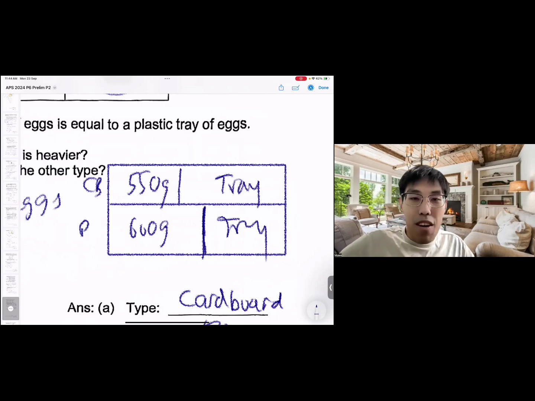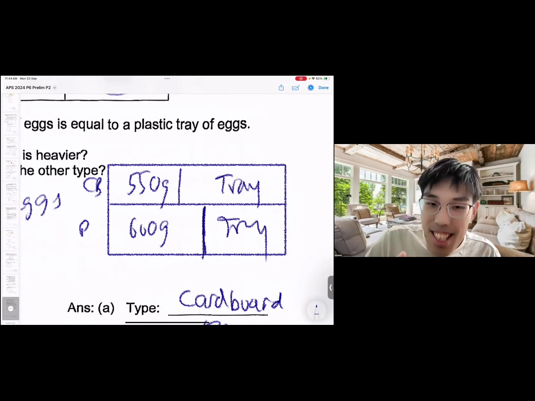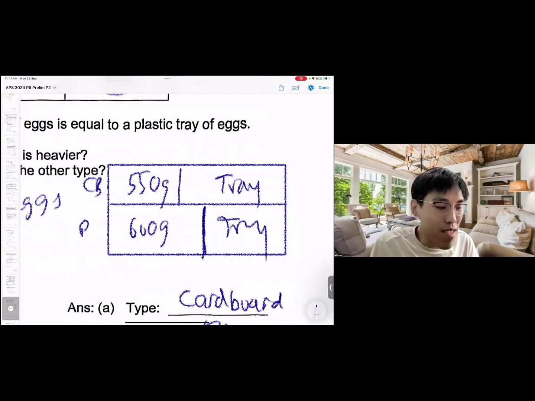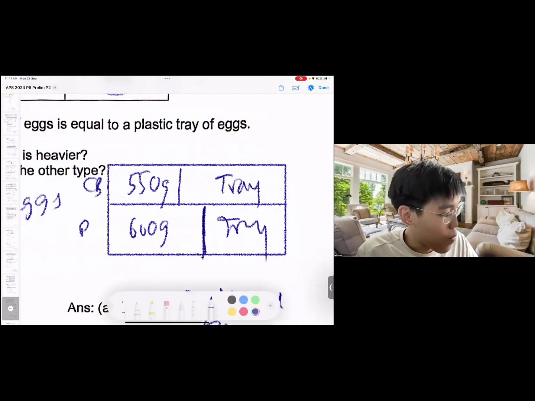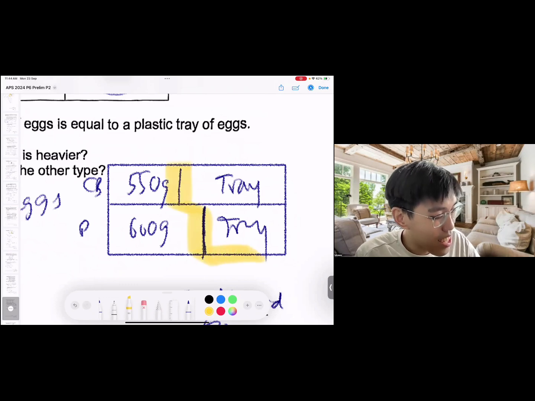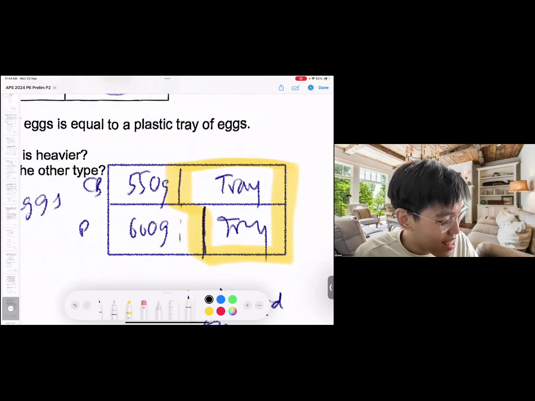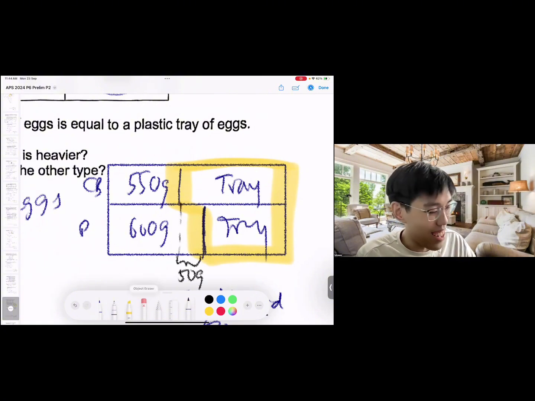So the 550 and the 600 are the eggs. Then we have the empty trays. Now I'm going to shift the focus to the empty tray, which is just here. Who is heavier? Cardboard tray. How much heavier? Here, this is the heavier part. 50. Okay, I'm going to write it inside.